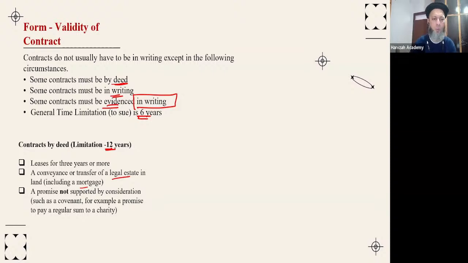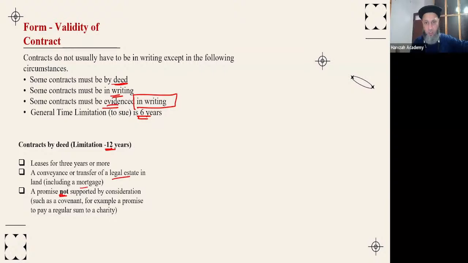A promise not supported by consideration. A while back, I told you that every consideration must be reciprocated with another consideration. But sometimes a promise is made by one party to do something, but not in return for a promise of something. For example, you make a covenant, a promise to pay a certain charity, suppose £1,000 a month. You have made a promise, but you are not getting anything in return from that charity. So that is a promise which is not supported by consideration.